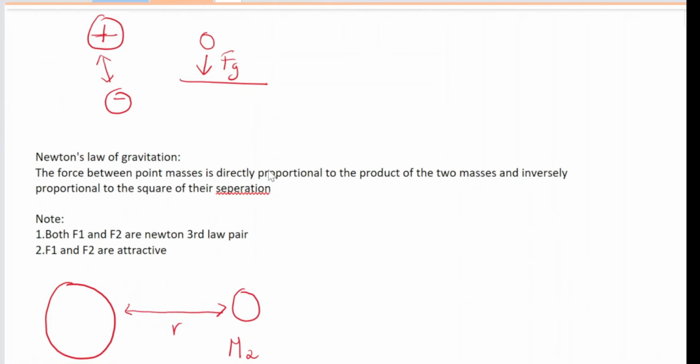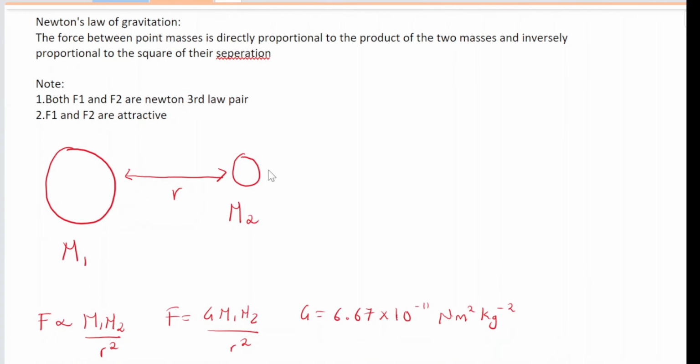And what is Newton's law of gravitation? Newton's law of gravitation says that the force between point masses is directly proportional to the product of the two masses and inversely proportional to the square of their separation. Now that looks complicated, but let's try to understand this with this diagram over here.